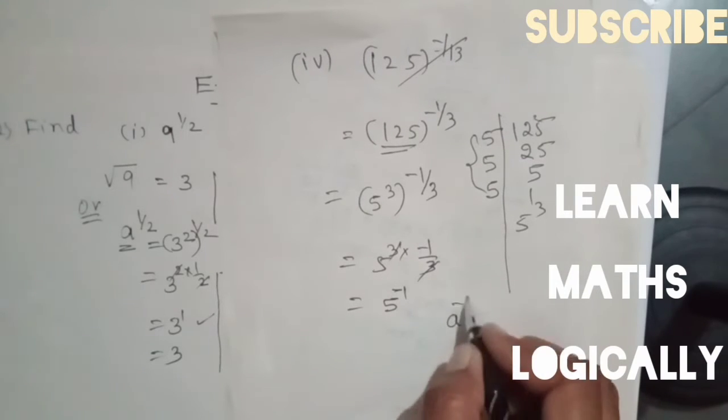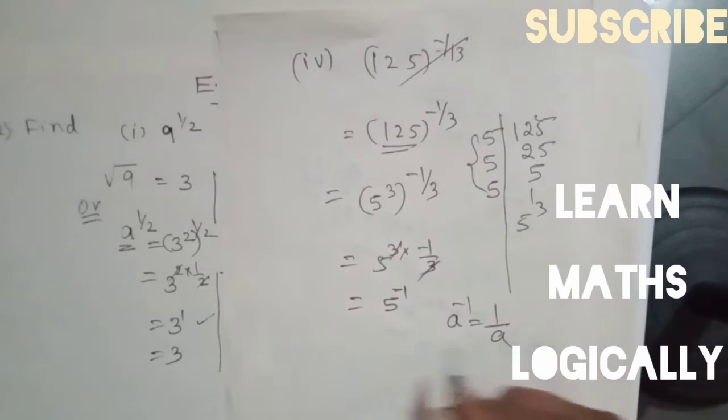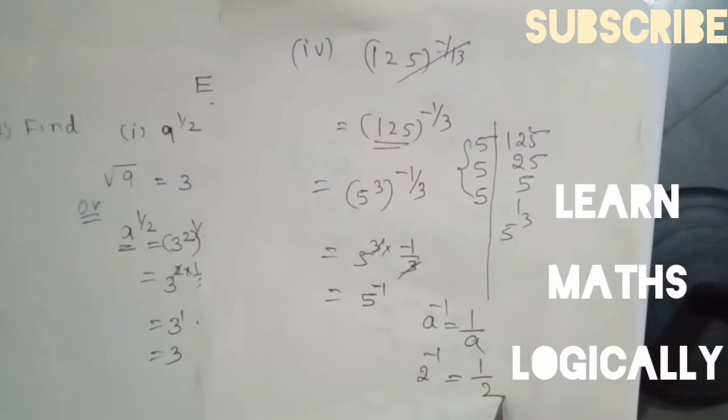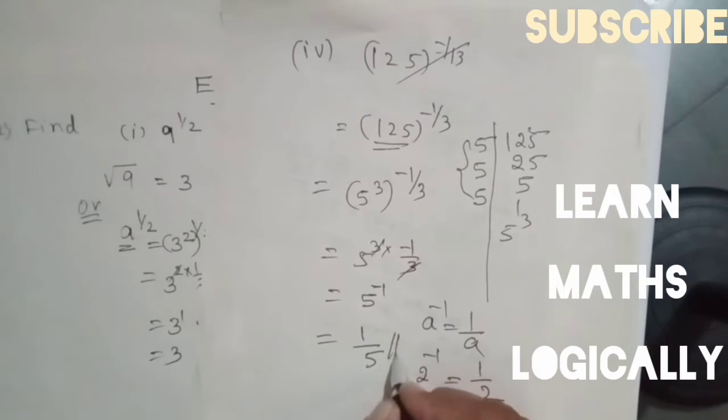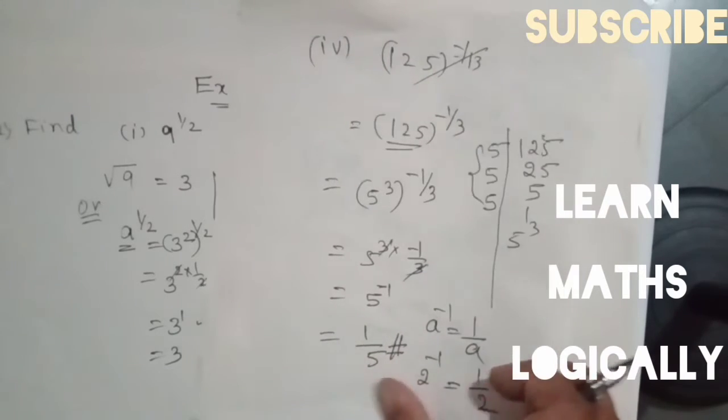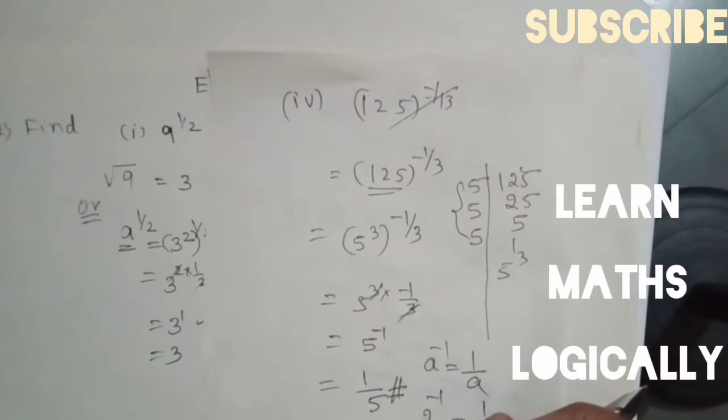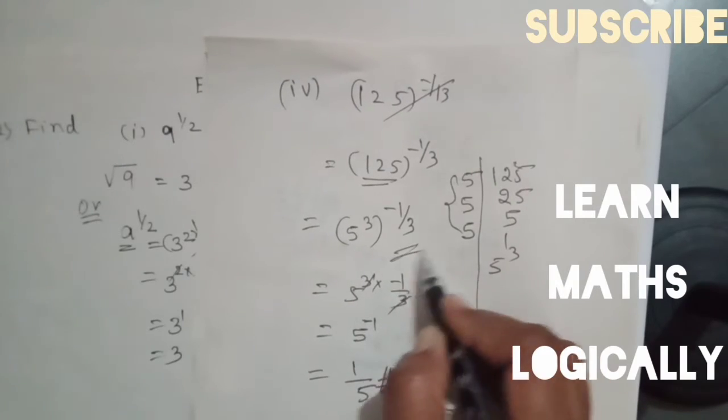See, a raised to minus 1 equals 1 upon a. We have this one concept. The same way, if we have 2 raised to minus 1, it can be written as 1 upon 2. So 5 raised to minus 1 can be written as 1 upon 5. So this is the final answer. So these are the 4 sums which are very simple. You have to be a little careful while solving this minus.